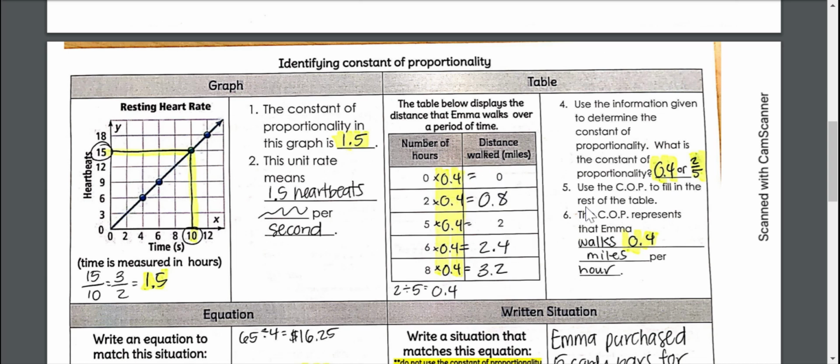Finally, I'm going to say what the constant of proportionality means in regards to the unit rate. The constant of proportionality represents that Emma walks 0.4 miles per hour. That's because if I had 1 in my hours column and multiplied it by 0.4, my output or my distance or my y column would be 0.4. So 0.4 miles per 1 hour.